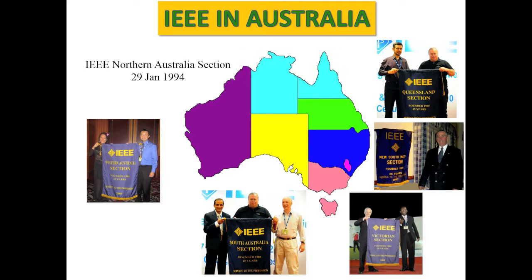In 1994, a new section in Queensland was formed to cater for the members in regional Australia. It is known as the Northern Australia section. It covers areas north of the Tropic of Capricorn, Northern Territory, and Papua New Guinea.